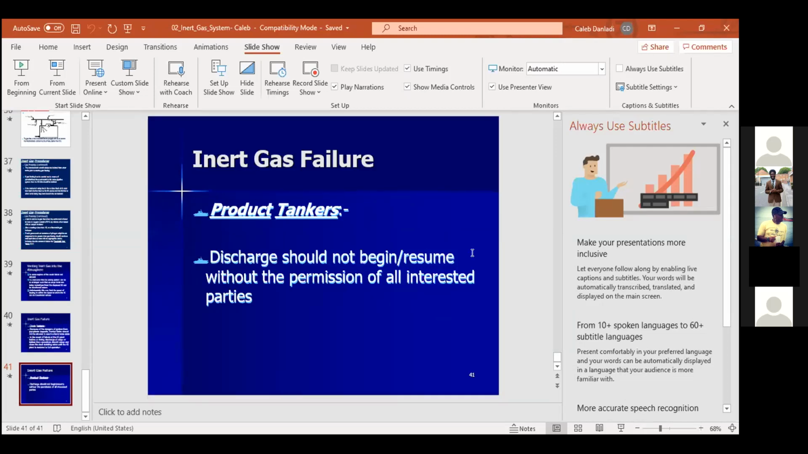For your knowledge sake, you can also go through SOLAS. There's rich information about inert gas systems. You can also go through the OCIMF publication on inert gas and flue gases.